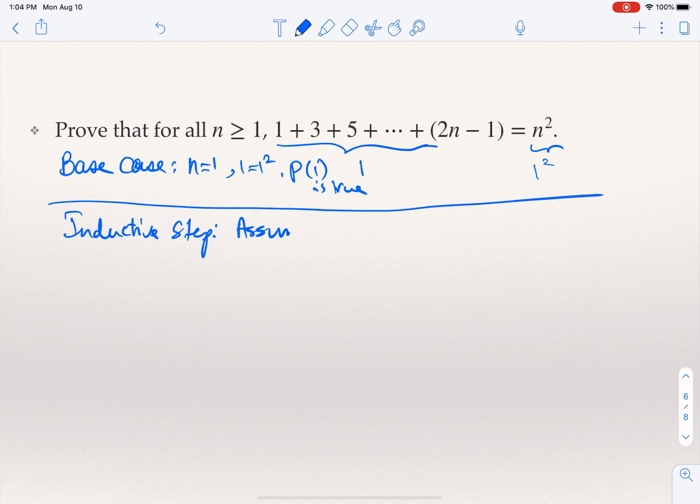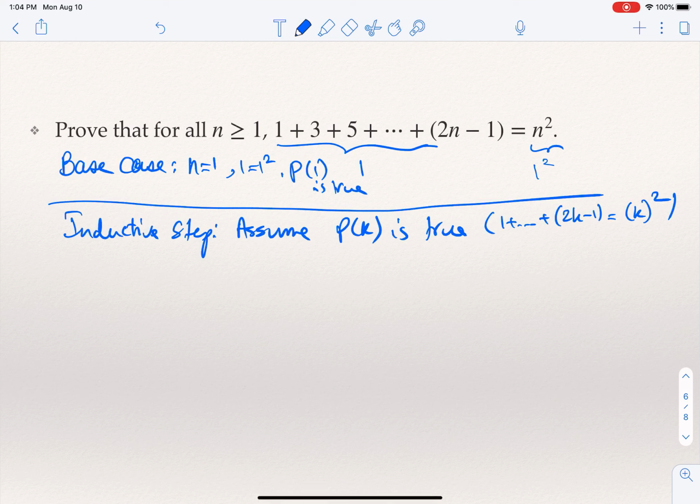Assume P of k is true. Again, what does this mean? It means that 1 all the way to 2k minus 1 equals k squared. Okay, so this is what we did here. Assume that P of k is true, and this is what we call the inductive hypothesis. And we need to prove that P of k plus 1 is true.